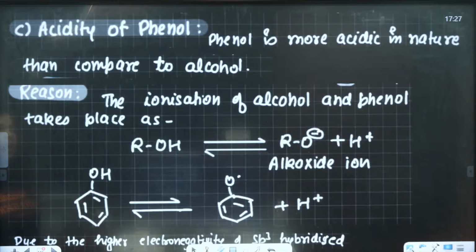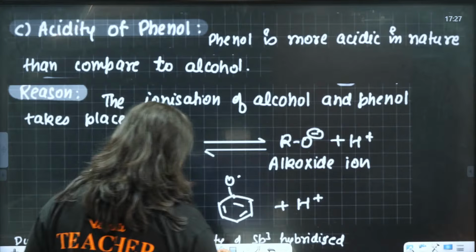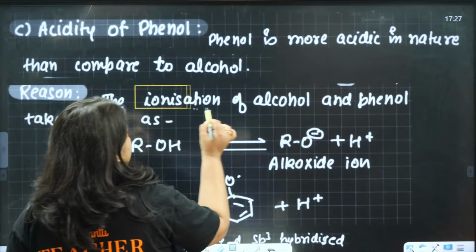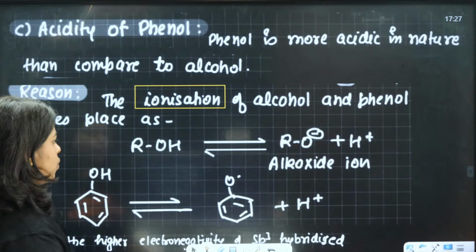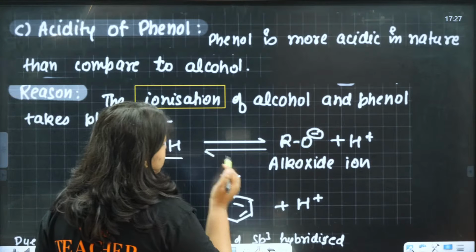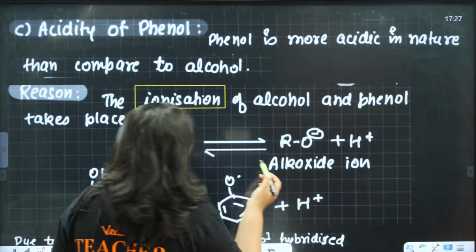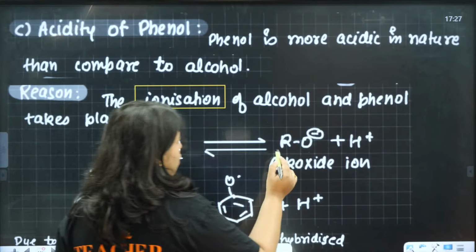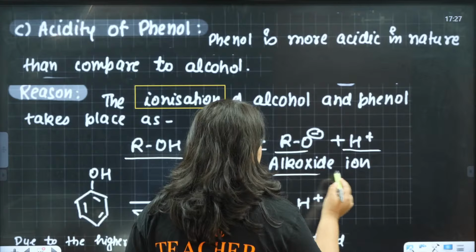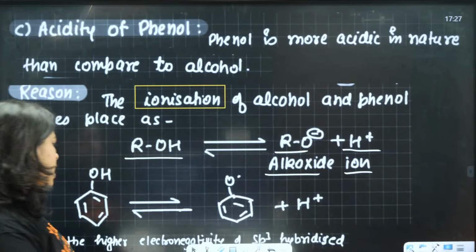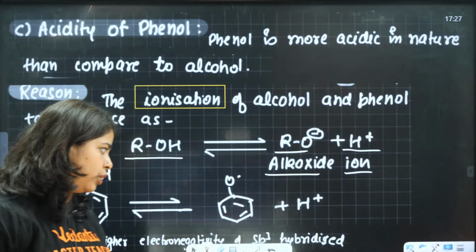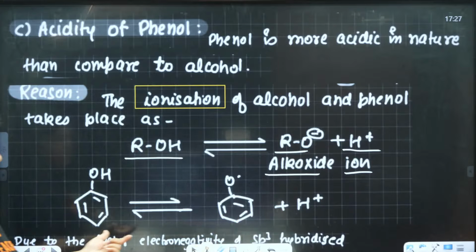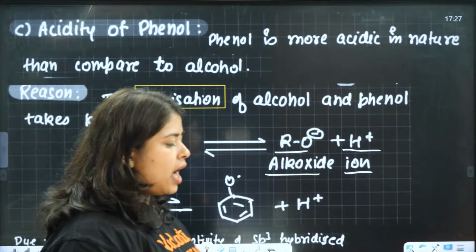Okay, the reason is that ionization of the alcohol and phenol takes place. Why? Because the ionization process is going to take place here. That is ROH, alcohol, which is getting reacted to form RO minus and H plus, that is, it forms the alkoxide and the ion. In the same way with phenol, the hydrogen is being removed easily, and due to this, the higher electronegativity of sp3 hybridized.